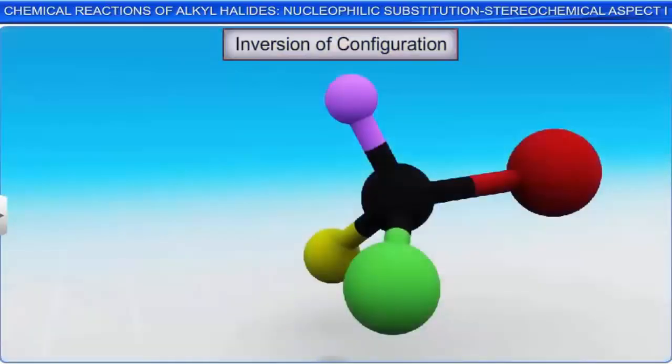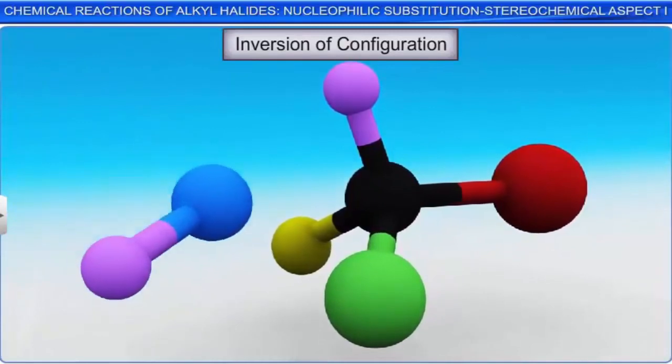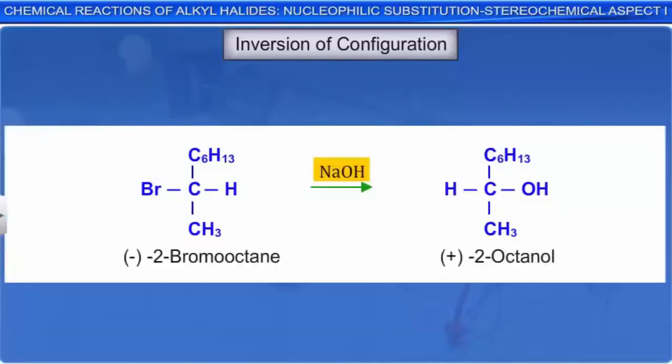Inversion of configuration in a reaction yields a product whose configuration is opposite to that of the reactant or the substrate. For example, when (-)-2-bromooctane reacts with sodium hydroxide in a reaction that follows second-order kinetics, (+)-2-octanol with inverted configuration is obtained.